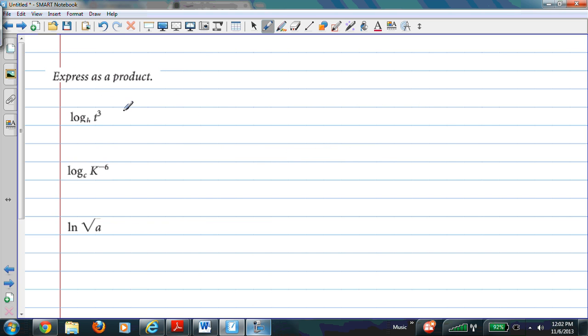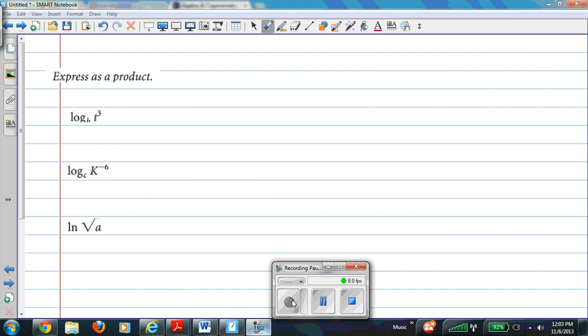Okay. Now here we're asked to express as a product. So what I see, this is log base b of t to the power 3. So that's a power rule. When you have a logarithm of an exponential expression, we can bring the power down. So that gives me 3 times log base b of t. So that's it. Now that logarithm is expressed as a product.